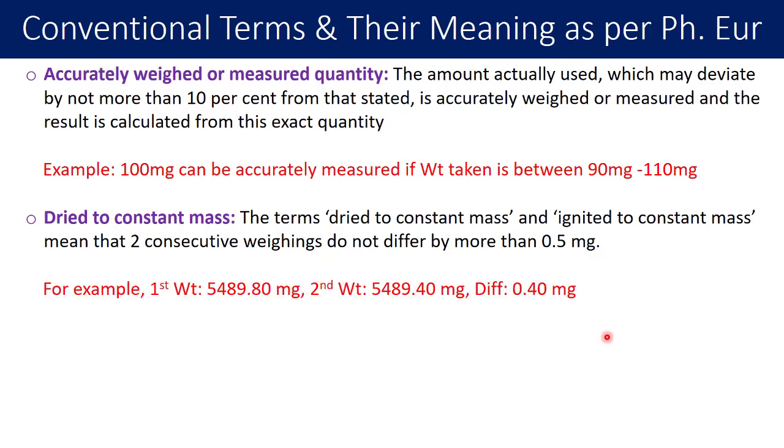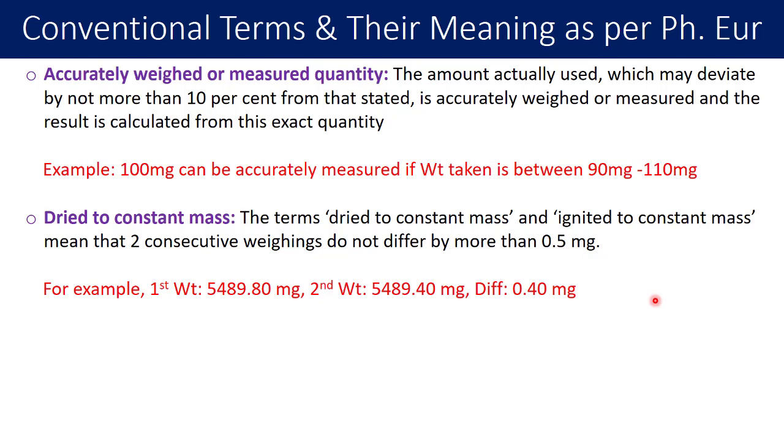Let me give an example over here. For example, let us say you are conducting a loss on drying, and this is the weight of your first dried sample, 5489.80 milligram. When you go for the second consecutive drying and measure the weight, it is found to be 5489.40 milligram. So the difference between weight 1 and weight 2 is 0.40 milligram. Is it greater than 0.5 mg or less than 0.5 mg? It is less than 0.5 mg. So the difference between two consecutive weighings is not more than 0.5 mg, and I can say now the constant weight has been achieved.